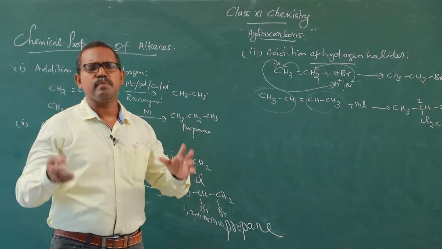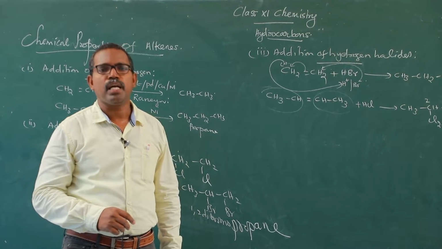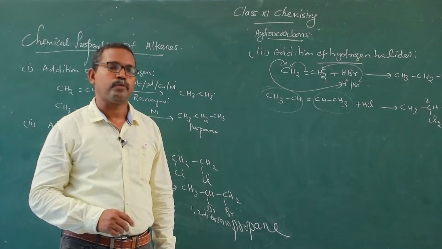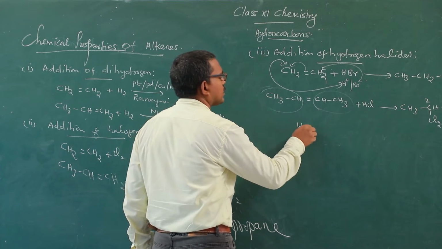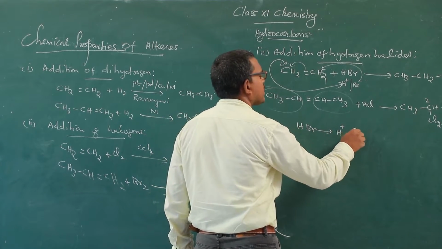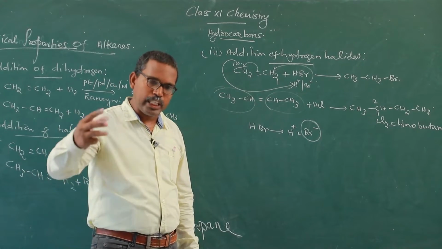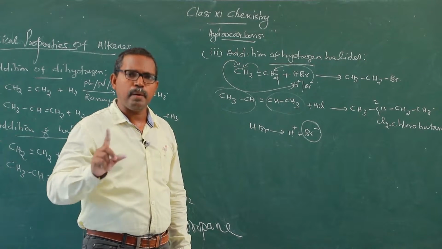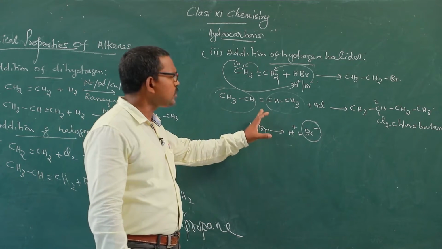Suppose we take an unsymmetrical olefin, the expected products may differ. This can be explained by the famous rule called the Markovnikov rule. What is the Markovnikov rule? HBr is the attacking reagent. The attacking reagent ionizes to produce H plus and Br minus. The negative part of the addendum attacks the carbon of the double bond containing the lesser number of hydrogen atoms. That is the Markovnikov rule.